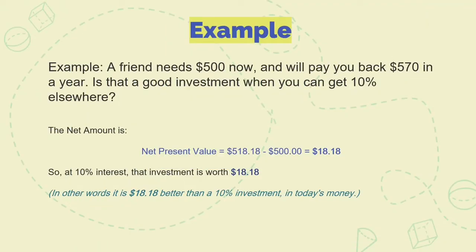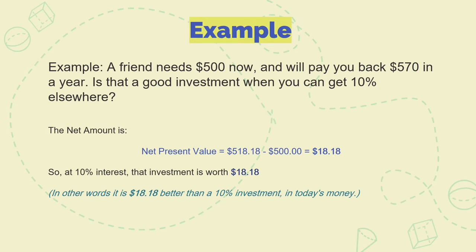Okay, so this is the last slide for me. As you can see, a friend needs $500 now and will pay you back $570 in a year. So, is that a good investment when you can get 10% elsewhere? First, you need to know your money out is $500 now. That means you invested $500 now, so the present value is negative $500.